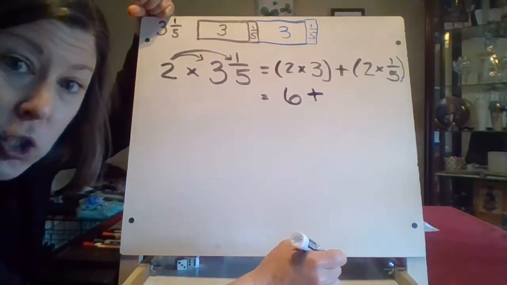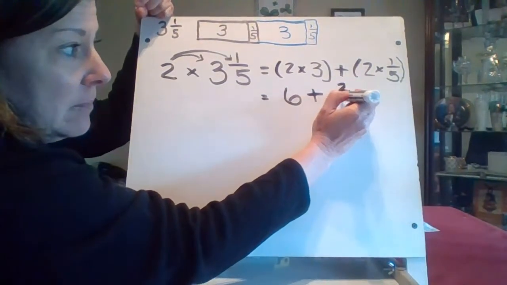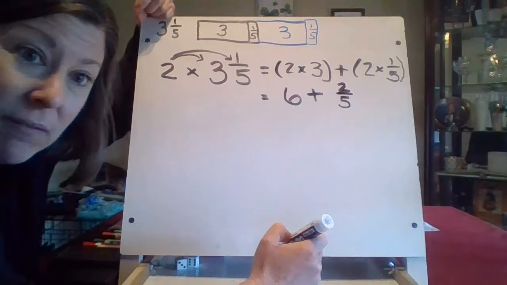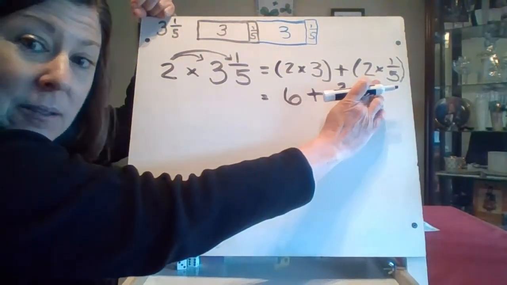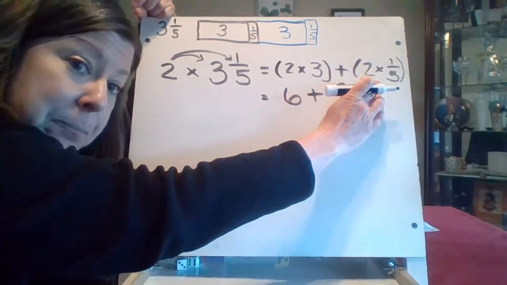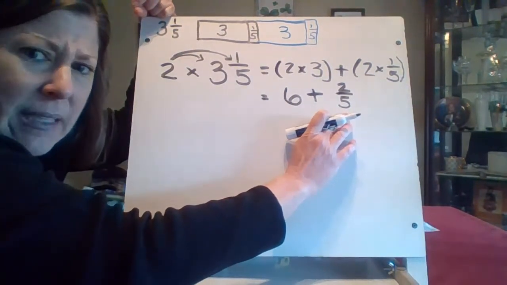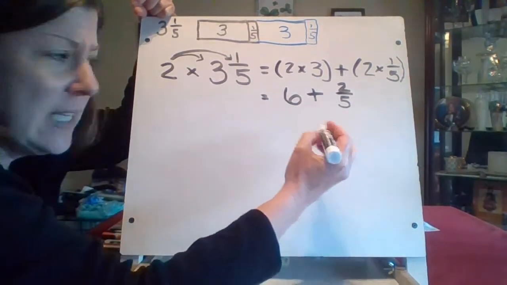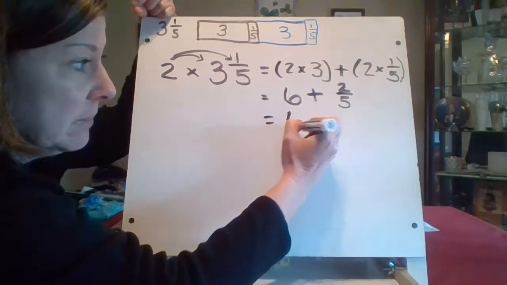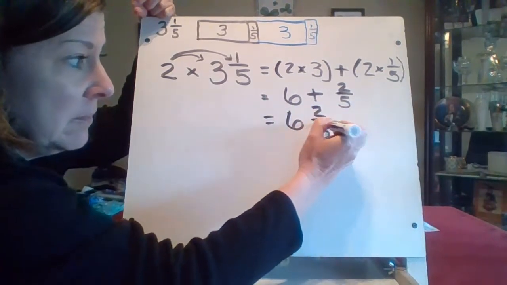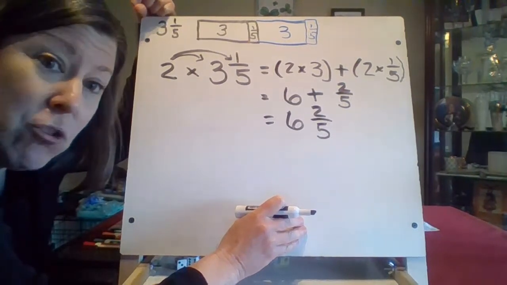Plus I have 2 1/5s. 2 times 1/5 is 2/5. And we also learned in a previous lesson, going back to what we learned in lessons 36 and 35, that 6 plus 2/5 is just equal to 6 and 2/5.